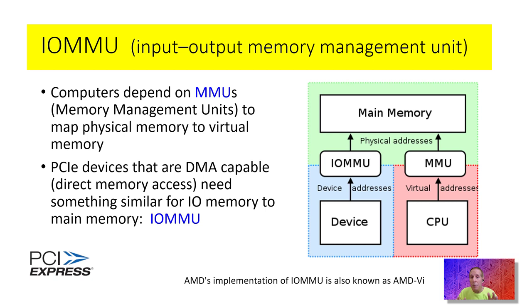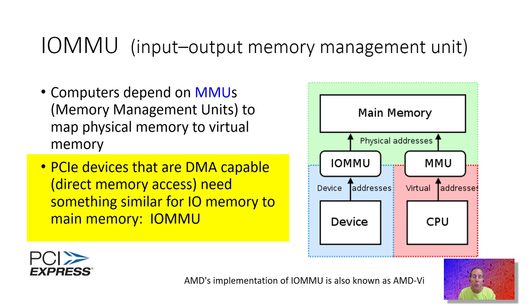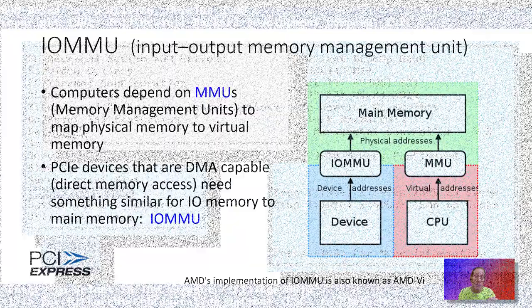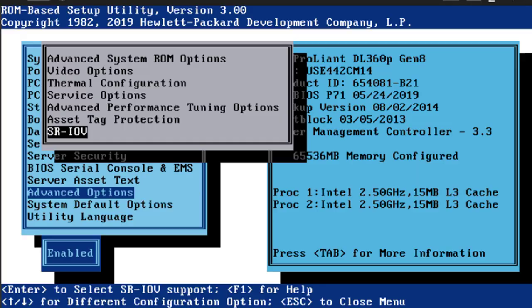When a device is DMA capable, or direct access capable, such as a network card, storage controller, HBA, or Fibre Channel, to move data quickly into main memory, it needs an IOMMU. Now AMD implements IOMMU in its AMD-Vi. Now, Mr. V, you're killing us with acronyms. The reason I am making you very aware of these acronyms is that when you get into firmware and drivers, you better know these acronyms, because this is what you're going to be looking for to enable or disable.